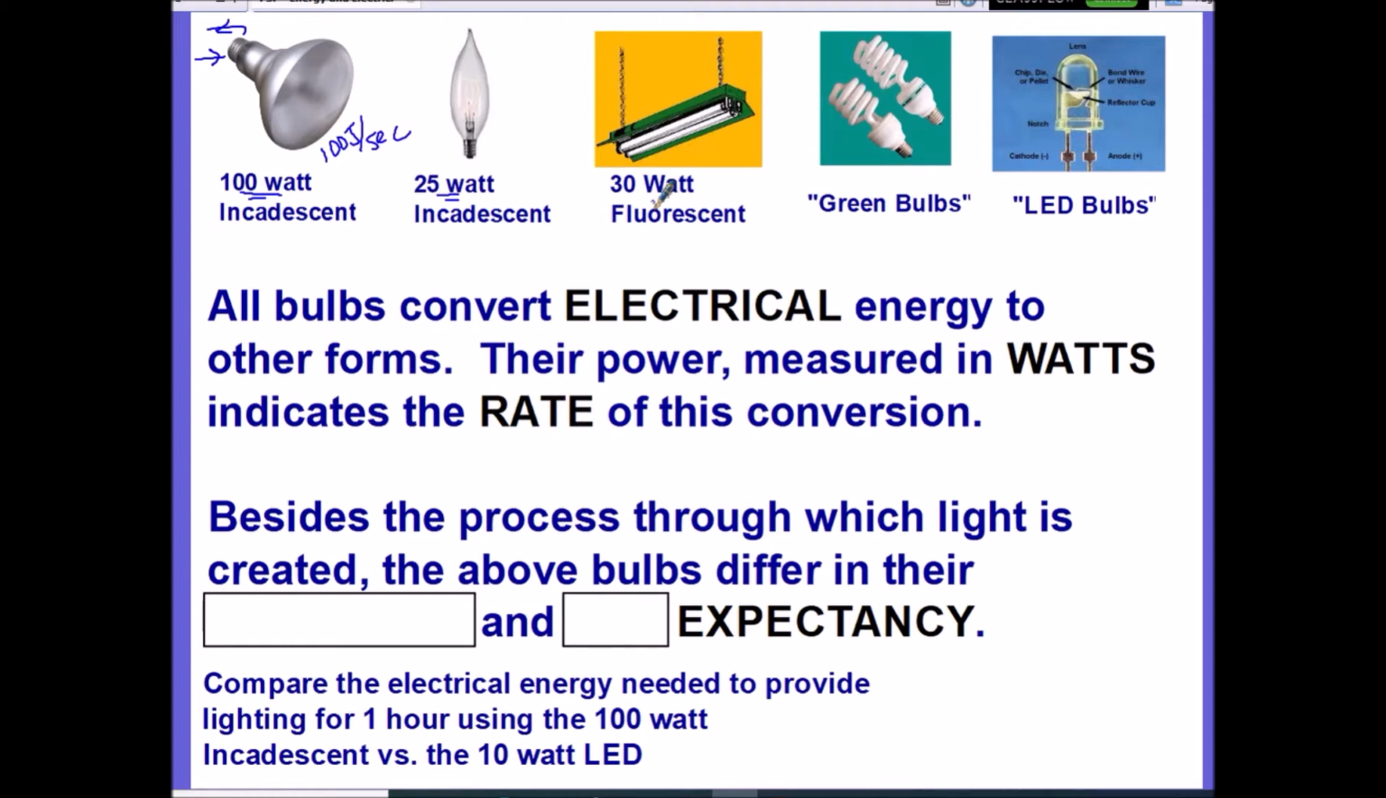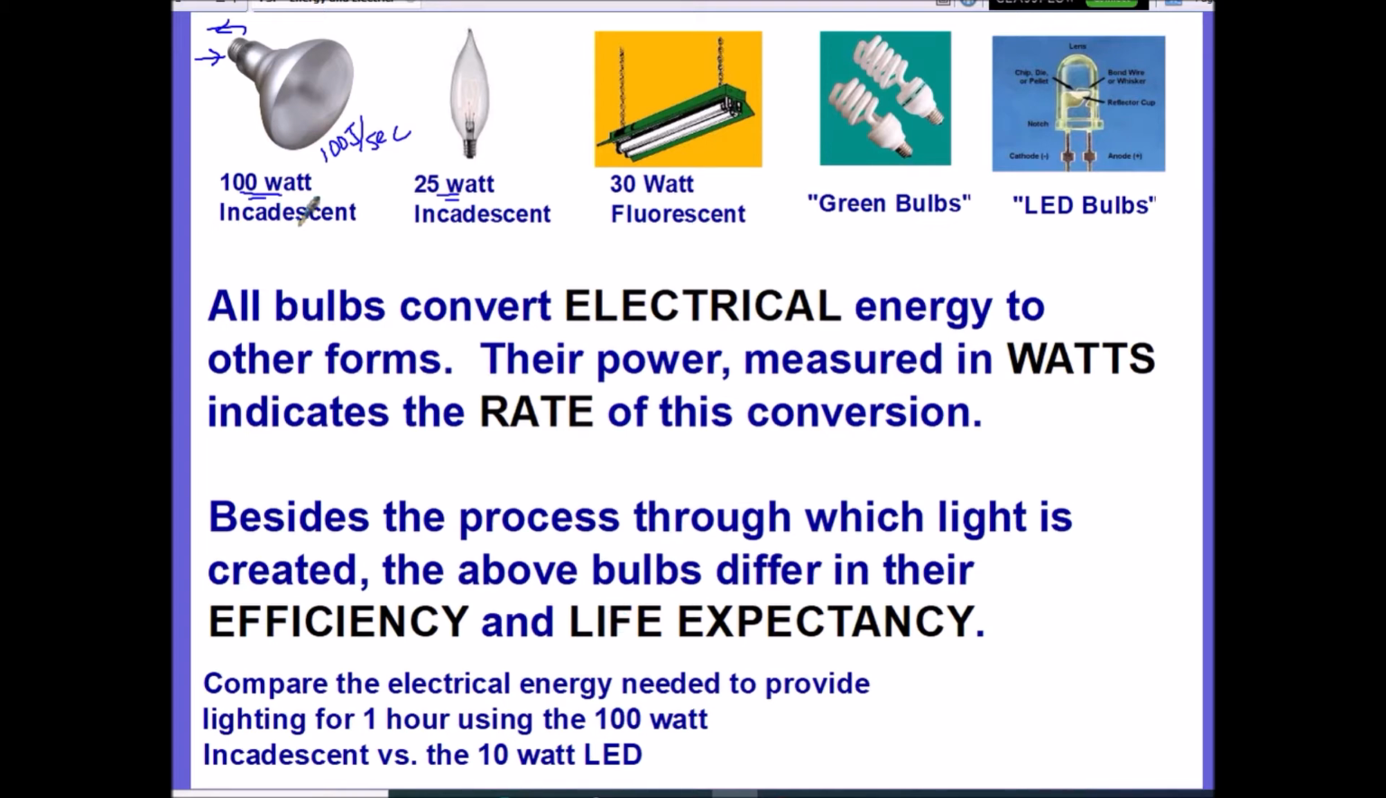Now, besides the process through which light is created, the bulbs differ in their efficiency as well as their life expectancy. And when you go out and start buying your own light bulbs to light your home or apartment, you'll start to pay more attention to the cost of these things, how long they're expected to last, and also how much energy they're using. Let's talk a little bit about efficiency for these light bulbs.